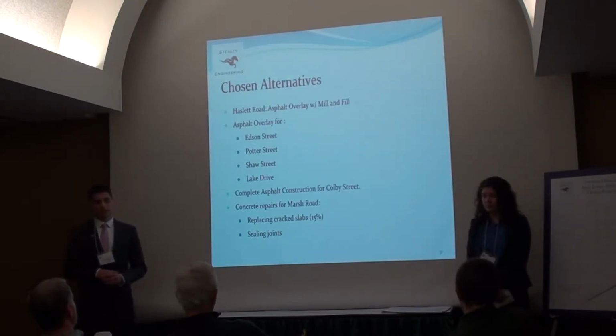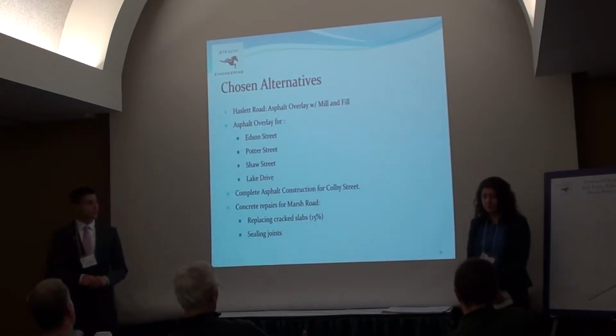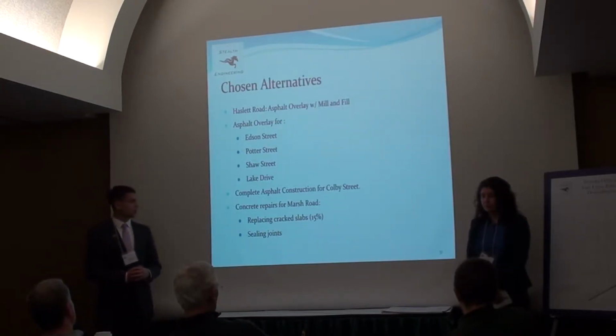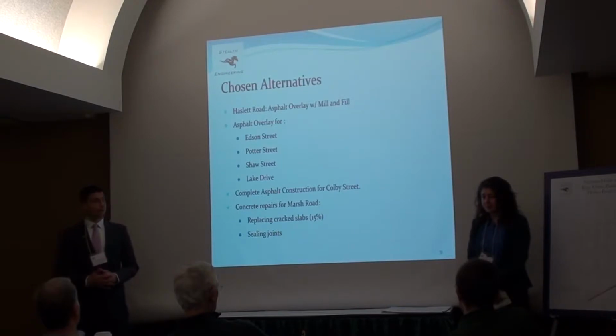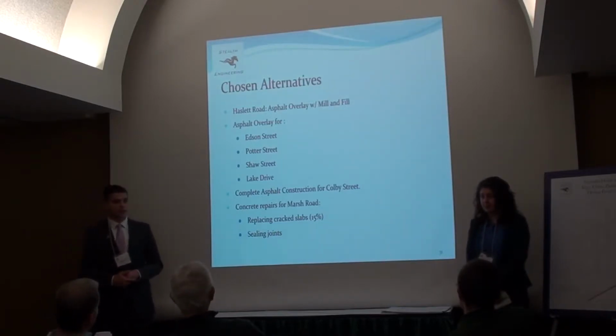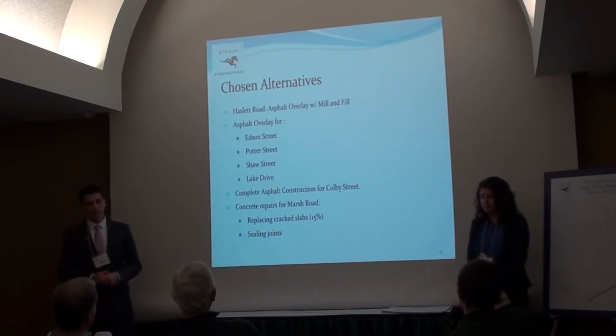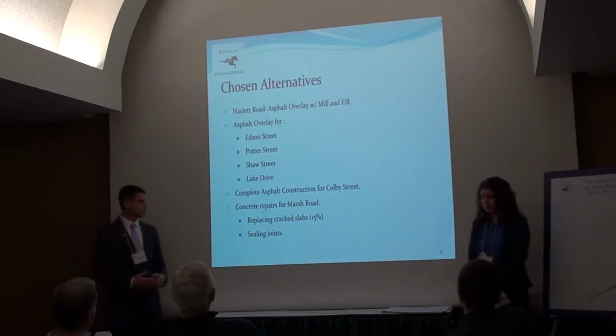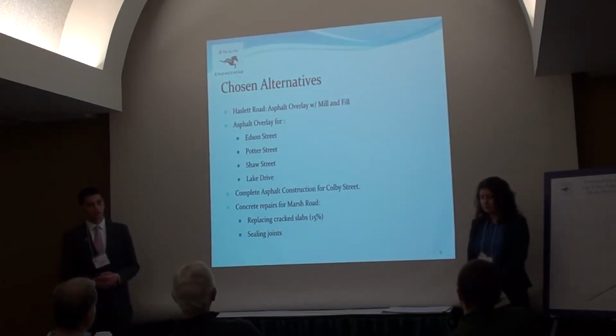Colby Street, which was the gravel road, will receive an asphalt reconstruction. And for Marsh Road, I'm recommending concrete repairs, which include replacing roughly 15% of the concrete slabs, as well as sealing joints and other cracks on the roadway.